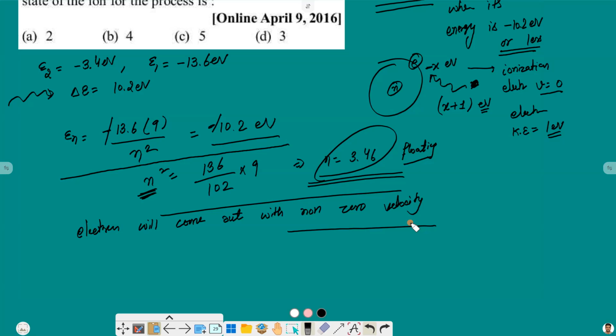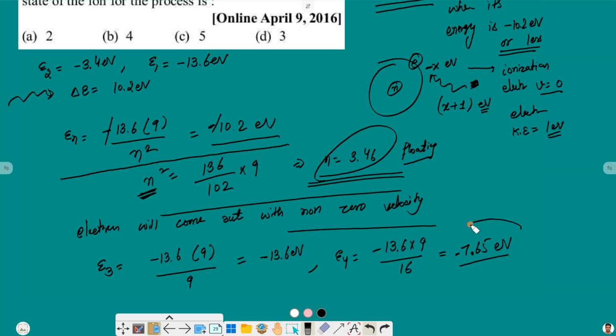So for non-zero velocity, we have to compute each level independently. We cannot use the formula, and actually the answer will be 4, because the fourth level will have energy slightly lower than this 10.2. So let's calculate for the third level. That is minus 13.6 into 9 by 9, since 3 squared is 9, so the third level has energy minus 13.6 electron volt. For the fourth level, we have minus 13.6 into 9 by 16, and this gives us negative 7.65 electron volt.